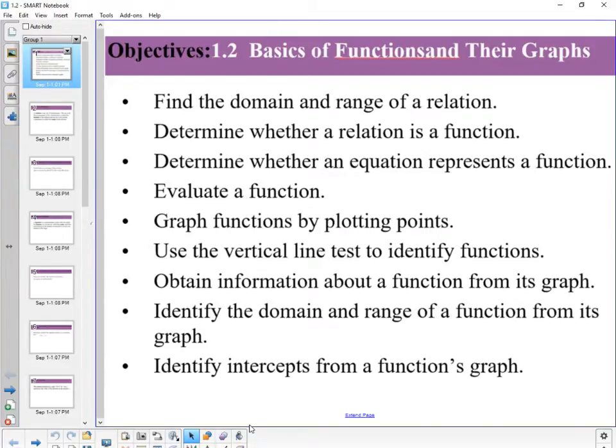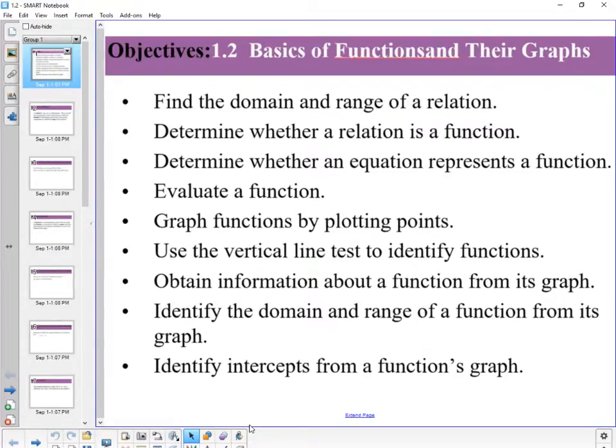All right, children. So, objectives today. Find domain and range of a relation. Determine whether a relation is a function. Determine whether an equation represents a function. We're going to evaluate a function. Graph functions. Use the vertical line test. Obtain information about functions and graphs. Identify domain and range of a function from its graph. Identify intercepts of a function. So it's got a lot of objectives for today.